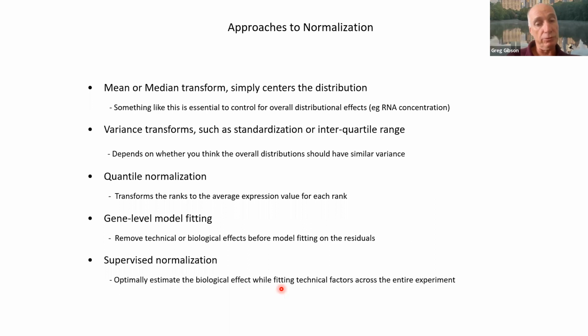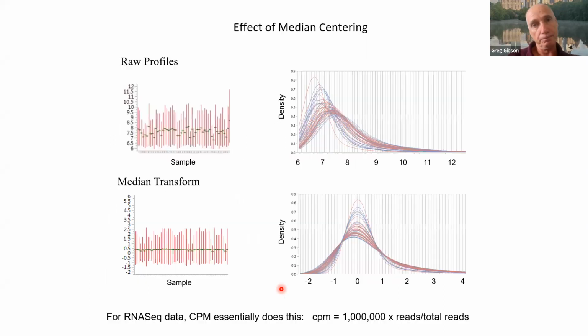SVA has been written for RNA-seq data. So if you go to Bioconductor, look up a package called sva-seq for doing surrogate variable analysis. All right, so what impact does this have?